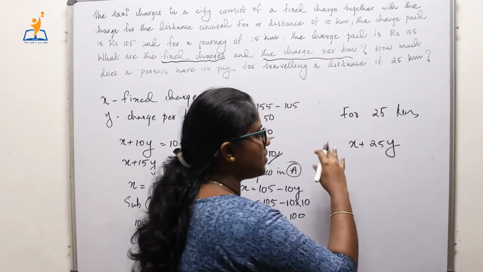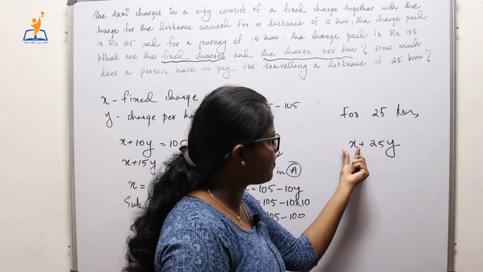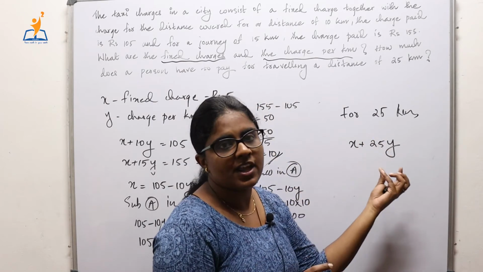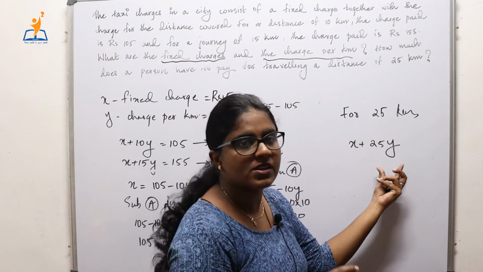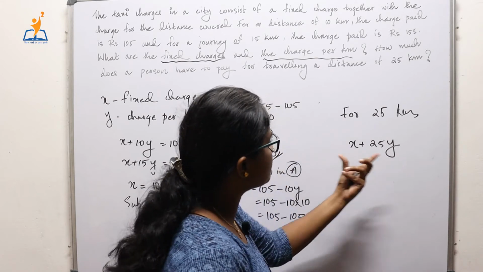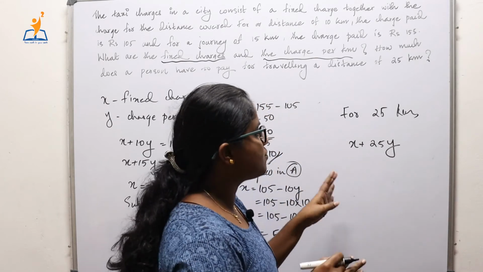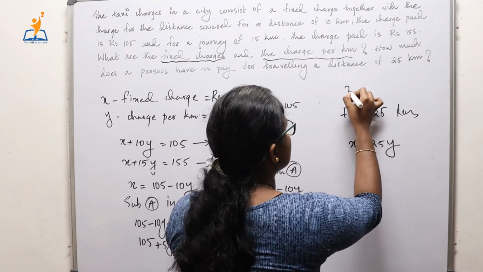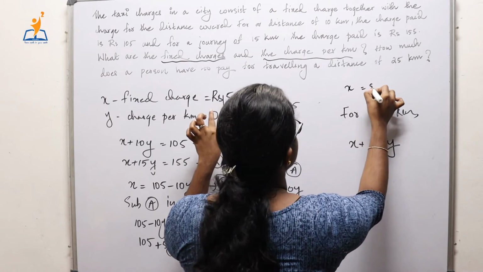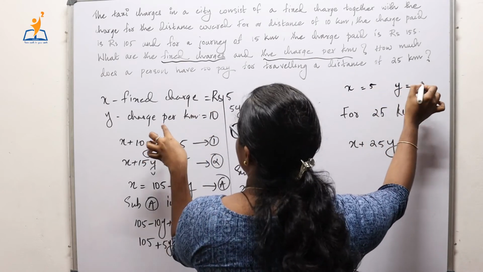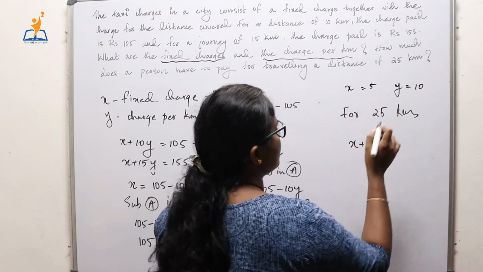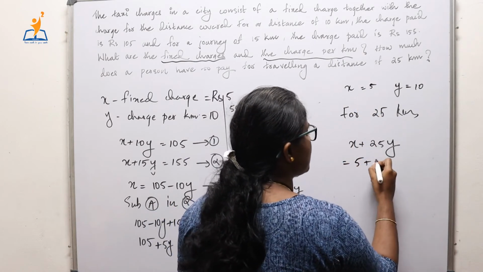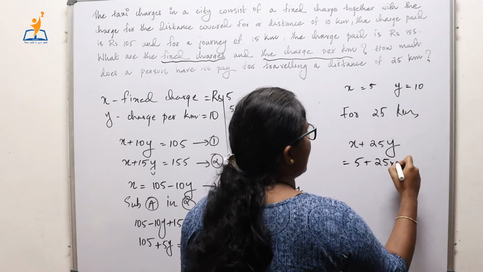So for 25 kilometers one has to pay the fixed charge x rupees and again y rupees per kilometer, so it will be 25y. So x plus 25y will be the charge for 25 kilometers. Also we know that x is equal to 5 rupees and y is equal to 10 rupees. So we have 5 plus 25 into y, where y is 10.